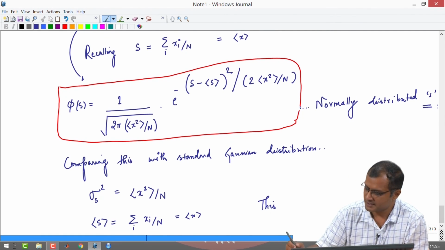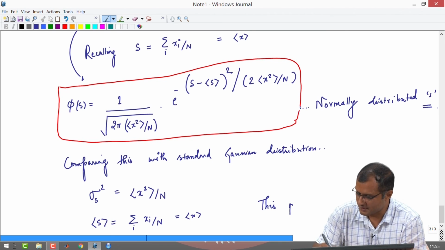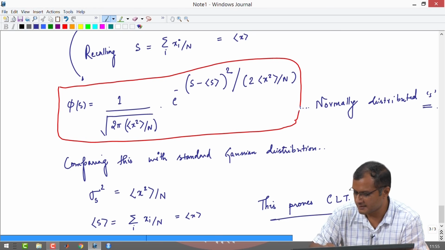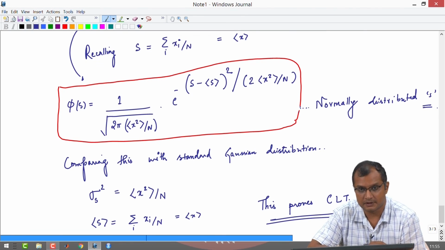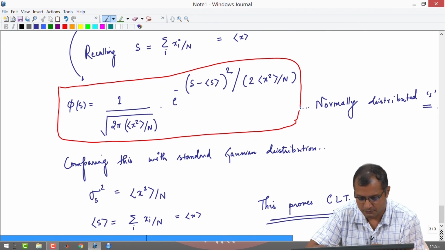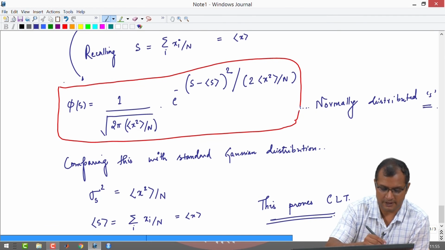Okay. So, this is the end of this, this proves the central limit theorem, and that is the proof of a very important distribution that we started off at the beginning of this lecture. Okay. So, we end the discussion here.